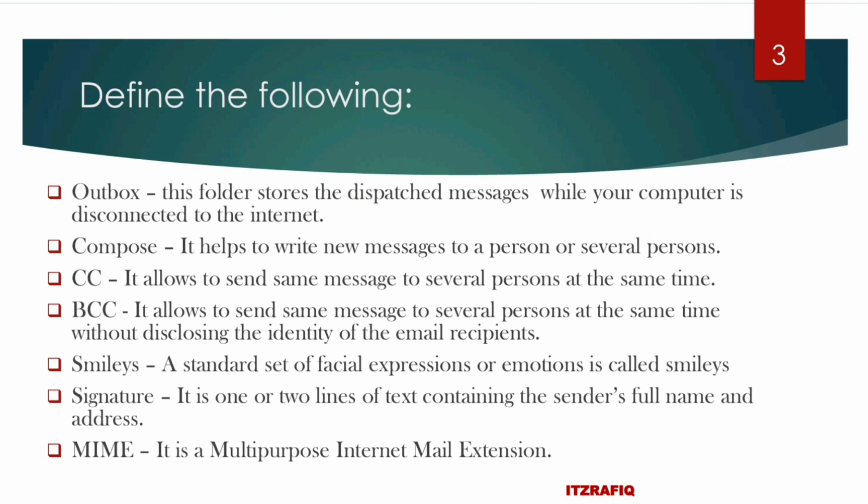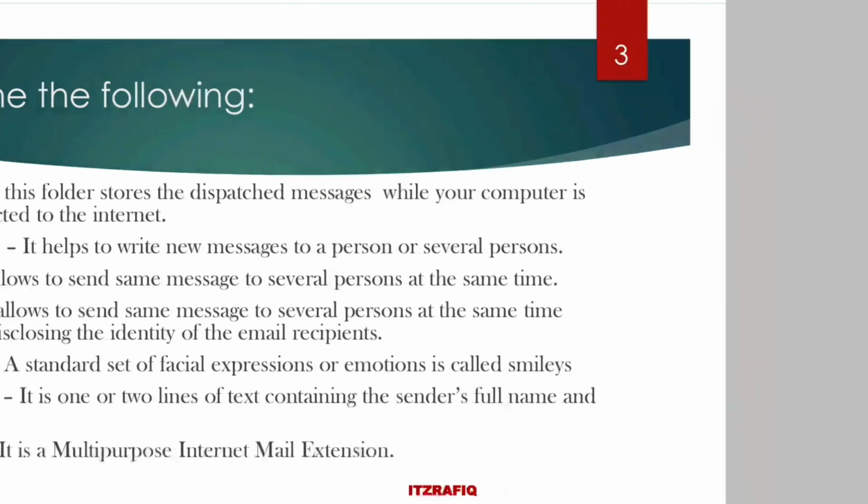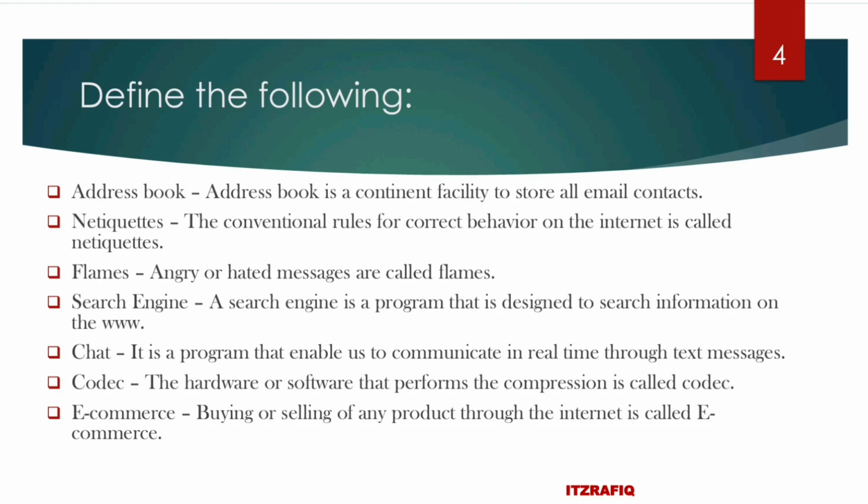Smiley, it is a standard facial expression or emotion. It is known as smiley. Signature, it is a 1 or 2 line of information that contains the sender's full name and address. MIME, it's a multi-purpose internet mail extension. Then address book, it is a book where we can store all the email contacts. Netiquettes, the correct behaviors on the internet. Flames, angry or hated message.